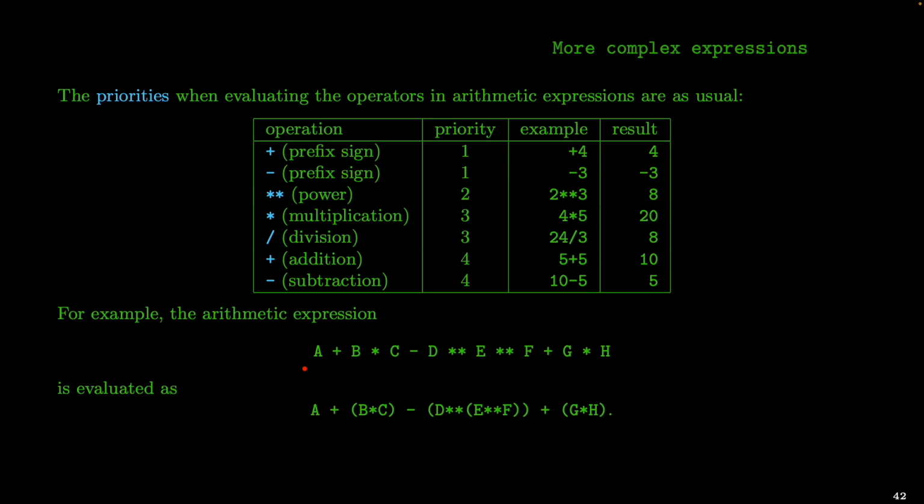As an example, we have this arithmetic expression here: a plus b times c minus d taken to the power of e taken to the power of f plus g times h. And this will be evaluated as follows if we use the parentheses to indicate what is done first. The first thing that would happen is we take e to the power of f, then d to the power of e to the power of f, we multiply b by c and g by h, then we add a plus this part, subtract our double exponent, and finally add g times h.